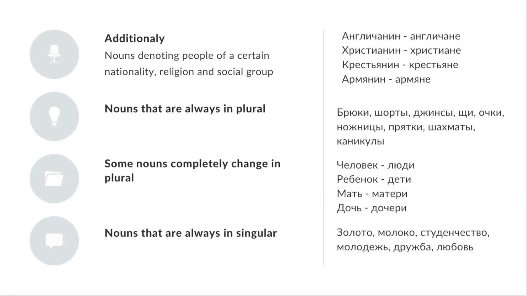Special endings when it comes to nationalities, we talked about it. So англичанин will be англичане, христианин will be христиане, крестьянин will be крестьяне. So this is a national belonging, nationality endings. And the most unusual, uncommon exceptions are мать, матери, mother, mothers; дочь, дочери, daughter, daughters; человек, люди, person and people; and ребёнок и дети, a child and children.